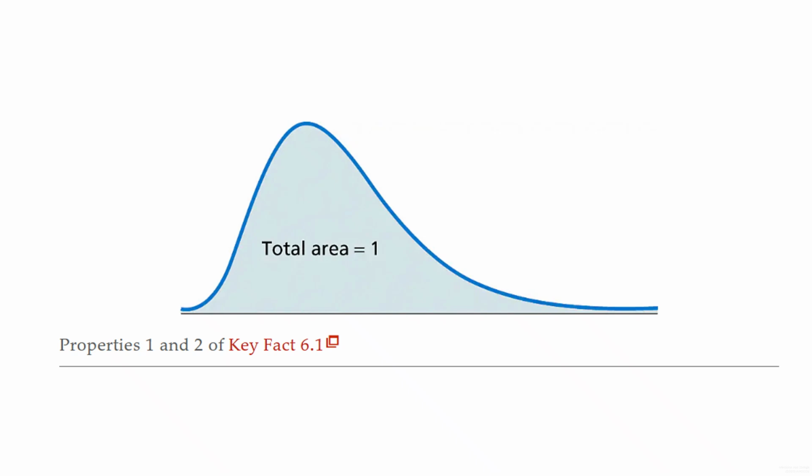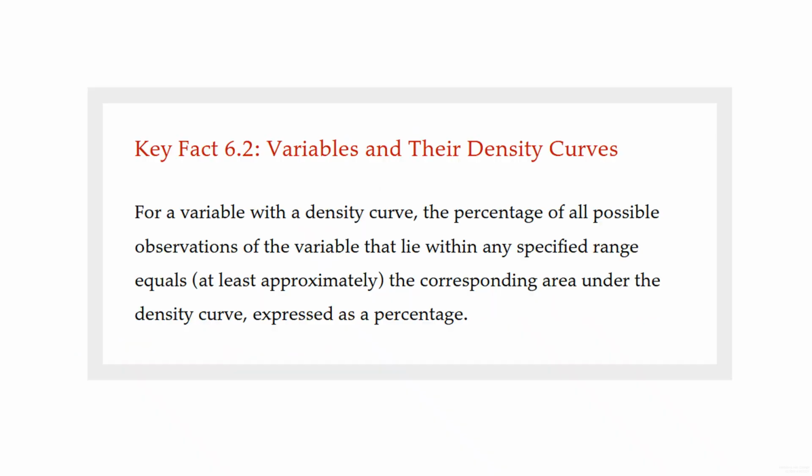One of the most important uses of the density curve relies on the fact that percentages for the variable are equal to areas under its density curve. That's where we're going to take this in terms of calculations. And this leads to key fact 6.2, variables and their density curves. For a variable with a density curve, the percentage of all possible observations of the variable that lie within a specified range equals, at least approximately, the corresponding area under the density curve, and this is expressed as a percentage.